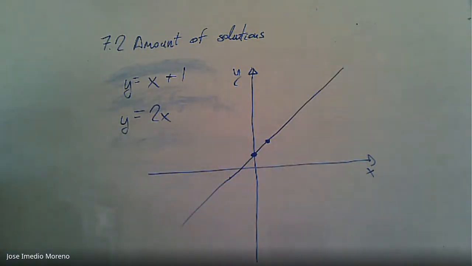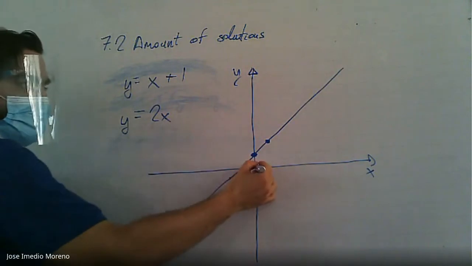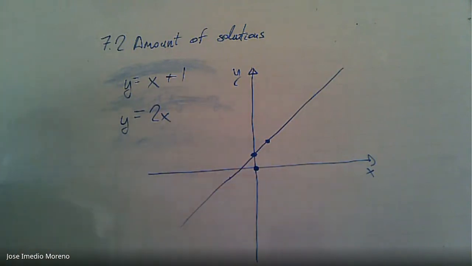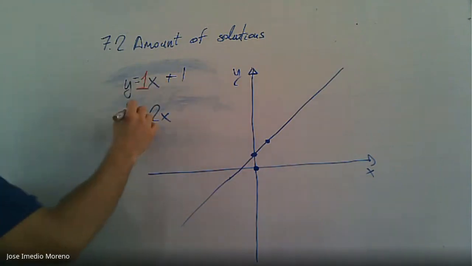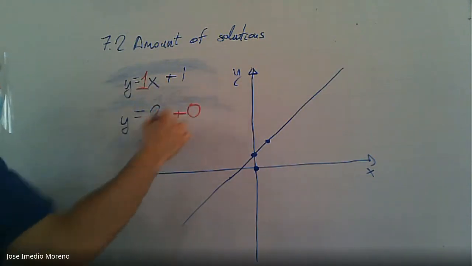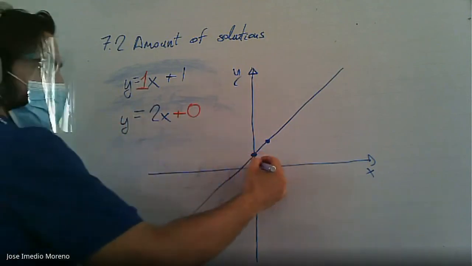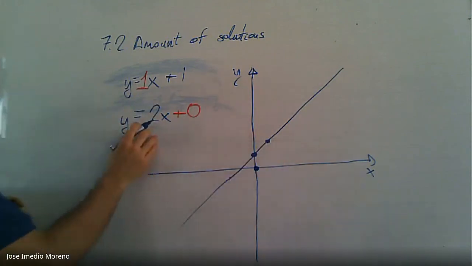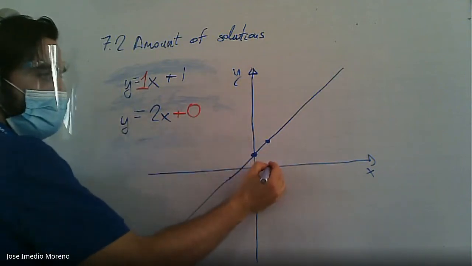And then I have y equals 2x, which has a y-intercept of 0. Remember, of course, if there's no number here, the slope is 1. If there is no number here, the y-intercept is 0. So the second line starts at 0 and it grows by 2 over 1. So it's 1 to the right and 2 up.